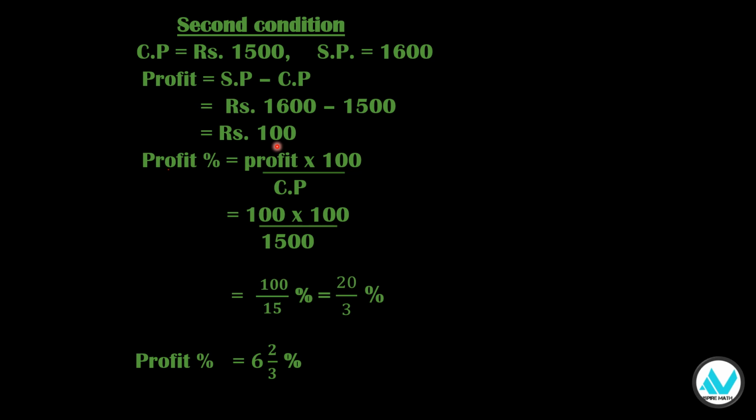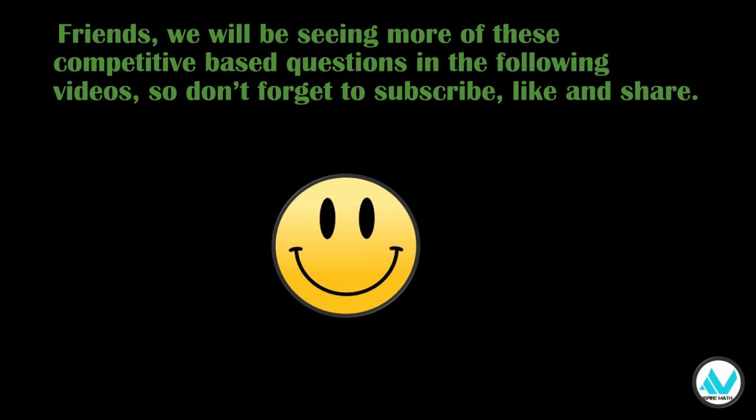Now they have asked me to find the profit percentage. So I know the formula, profit percentage is nothing but profit by CP into 100. So here I got the profit to be 100, into 100 by 1500. So let me cancel 0, 0. I'll be left with 100 by 15. So when I divide, I get 20 by 3, which gives me 6 2 by 3 percentage, which is nothing but my profit percentage.